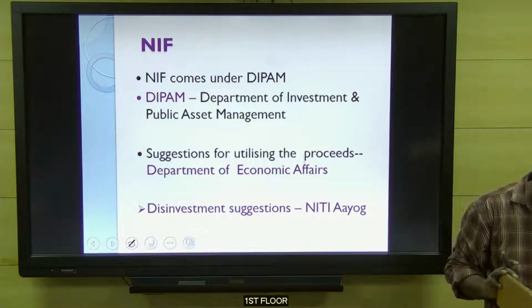Sri Lakshmi asks whether only the disinvestment proceeds are maintained in that account, or any non-debt creating receipts. Okay.